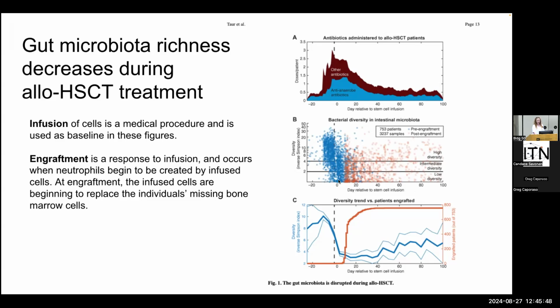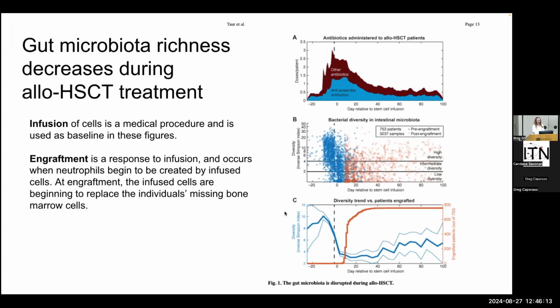So these blue dots here are before engraftment, and then these red dots are when those neutrophils are becoming infused cells. And you can see that we have a nice clustering up here, which is high diversity, and then they really do see a drop. And then people start to come back up, but there's definitely not as solid of a clustering. It's hard to come back.